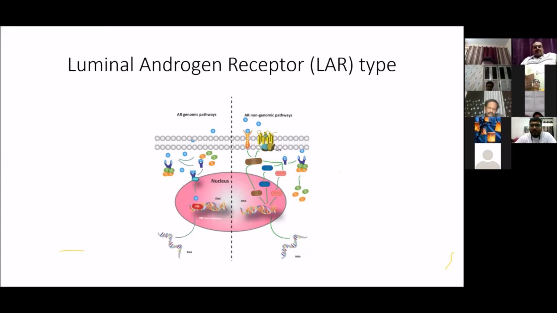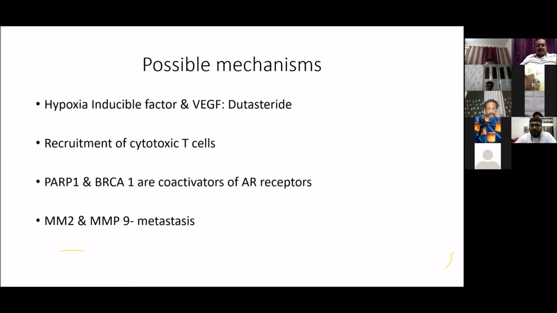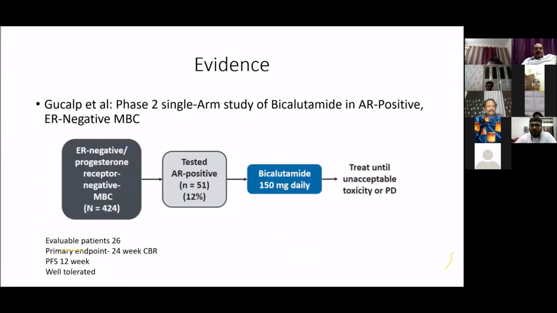Similarly, in the non-genomic pathways, it's not clear how it works, but proposed mechanisms are through the mTOR pathway or PI3 kinase pathway. Again, various mechanisms have been proposed, but it's not clear. It's like hypoxia-induced factor, recruitment of cytotoxic cells in the tumor environment, PARP and BRCA co-activators of AR receptors, and matrix metalloproteinases to prevent metastasis. So now the evidence of this is still building up. Most of it is still in the phase 2 stage of trials.